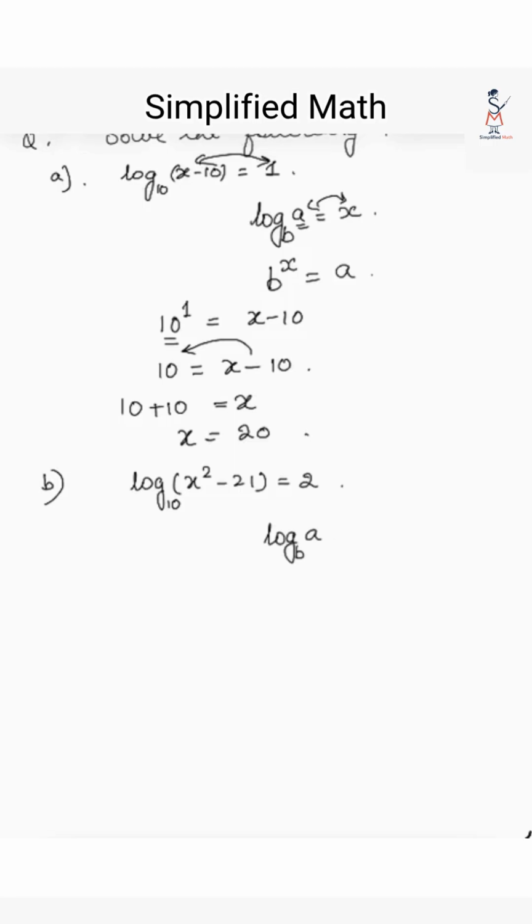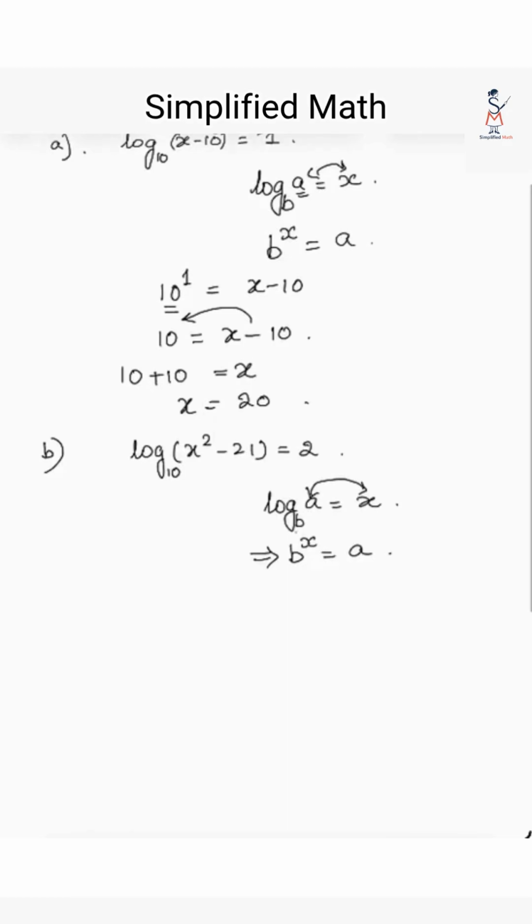Log a to the base b is equal to x. So it becomes b to the power x is equal to a. This is how we change it into exponential form. That is, the log is swapped with the answer. You can remember like that. The base b of the log will be the base b of the exponential form also. So this will become 10 raised to the power 2 is equal to x square minus 21.